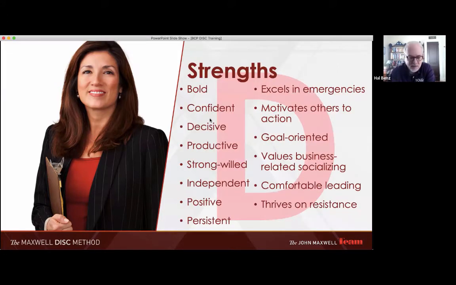Here's the strengths, great strengths of these high Ds. They're bold, right? They're confident. They're very decisive. They're productive. They're great in emergencies. They motivate other people to take action. They're goal-oriented. They've got great, comfortable leading skills. They thrive when things get tough. These are great characteristics of and strengths of the high Ds, and to some extent, why we need them in our leadership roles.